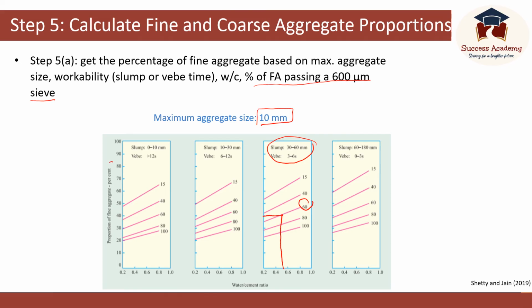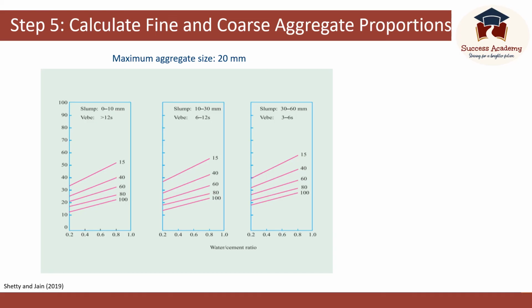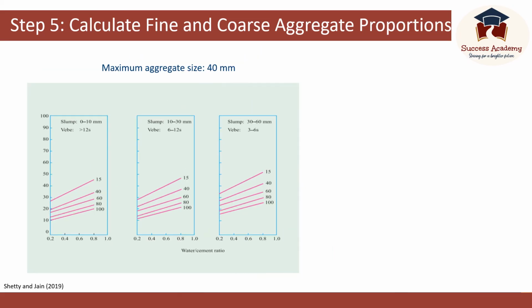from the y-axis of this graph the percentage of the fine aggregates. For example, here it is around 38%. So from the total aggregates, 38% is fine aggregates, 62% is coarse aggregates. If the maximum size of aggregate is 20 mm, we are going to use this set of graphs. And if the maximum aggregate size is 40, we are going to use this set of graphs.